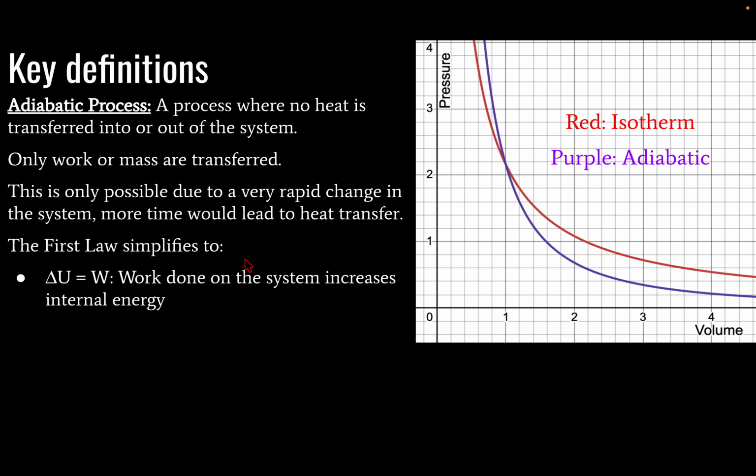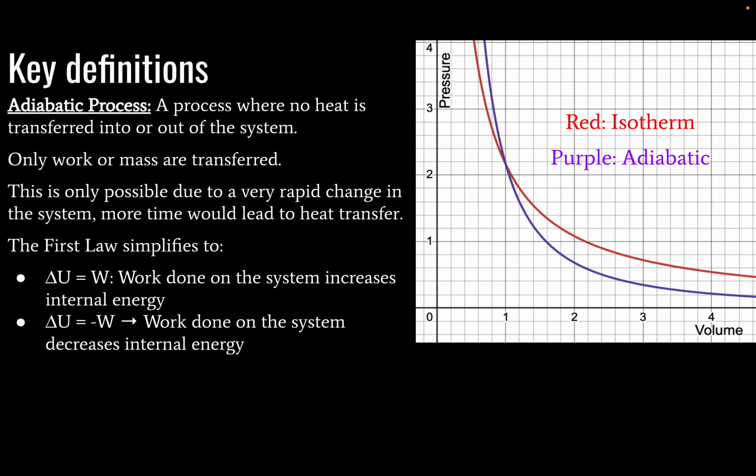Okay, so the first law now simplifies then to delta U is equal to W. Work done on the system will increase internal energy, or delta U is equal to negative W, in which case work done on the system decreases internal energy.